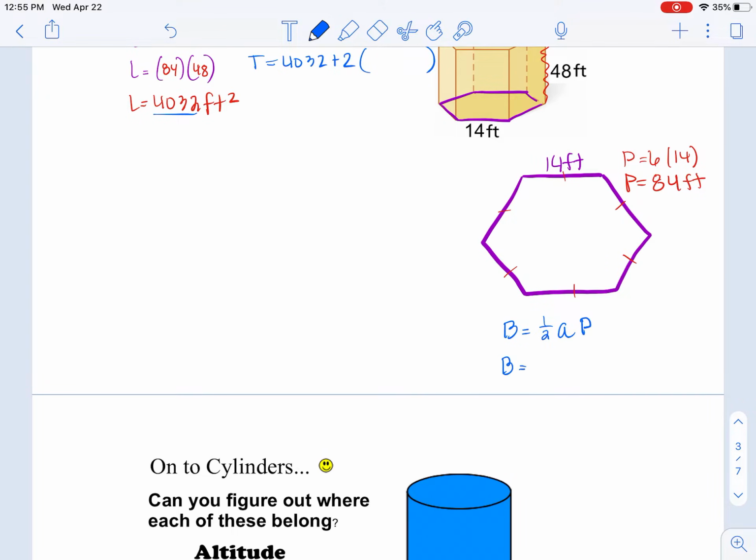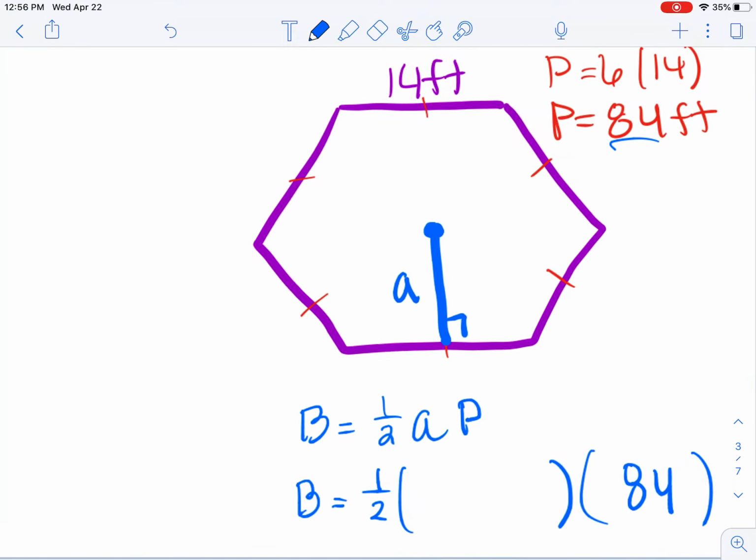Okay, so let's go through and say, did I give you the apothem? No, because it's right here. I didn't give it to you, so we're going to put an A right there. So I'll leave a space for it. Leave it nice and big because we know that it's not going to be pretty. Perimeter, did I give you the perimeter? Yeah, it's right here. It's 84. Right? Okay, so now I need to find the apothem.